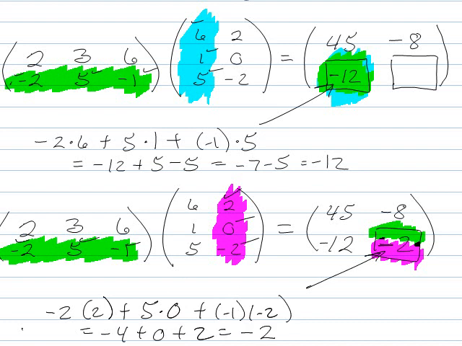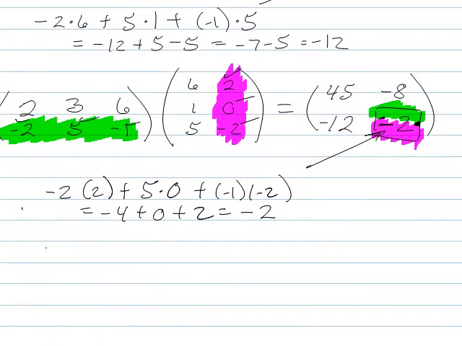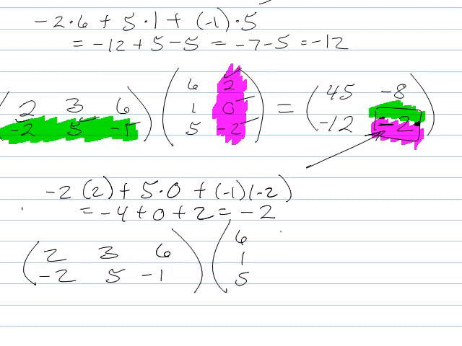Okay? So, if I have these two matrices, 2, 3, 6, negative 2, 5, negative 1, times 6, 2, 1, 0, 5, negative 2, that equals that.